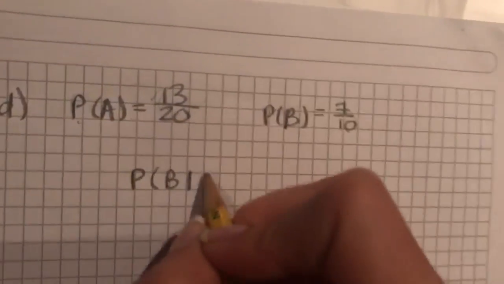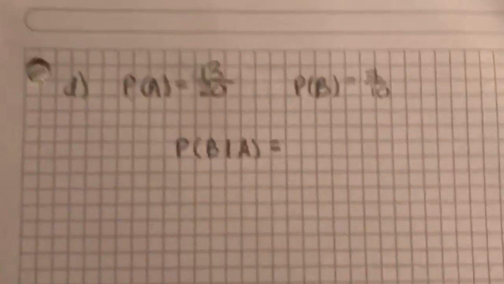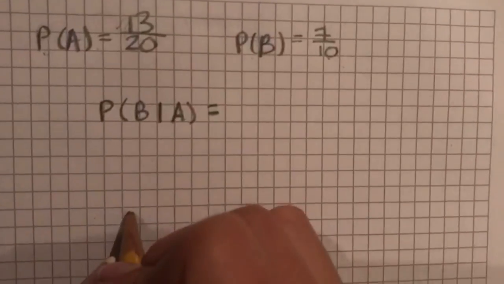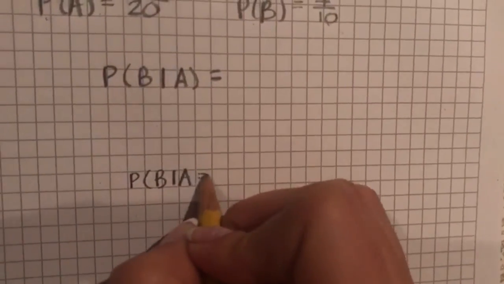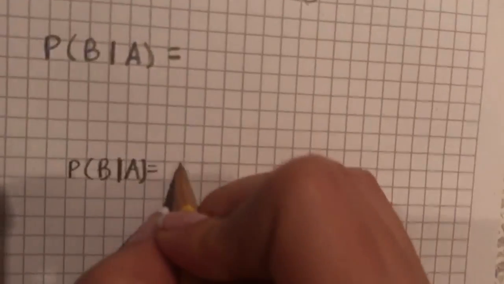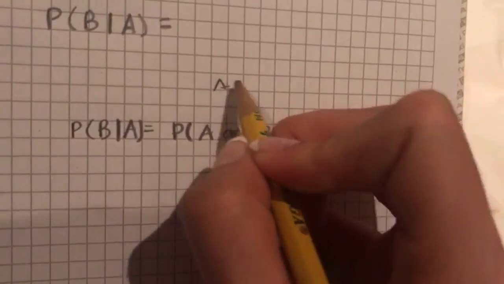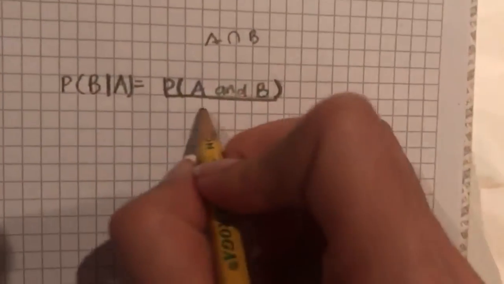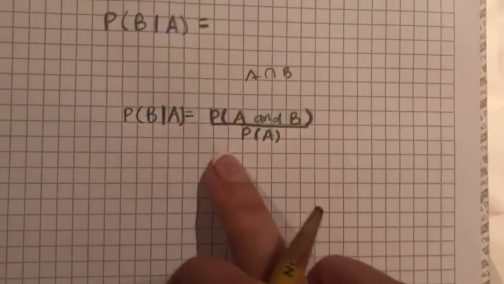of B given A is. So in order to answer this, we're gonna use the formula that says that the probability of B given A is the probability of A and B, which could also be expressed as A intersection B, which means you're going to multiply them, over the probability of the second letter, which is A. This is the formula you're going to be using.